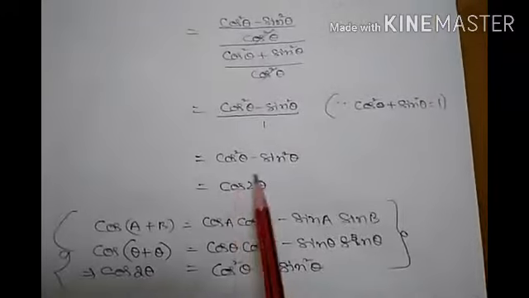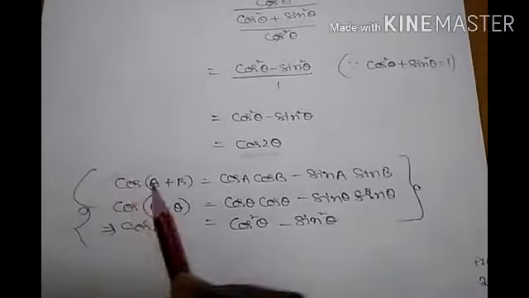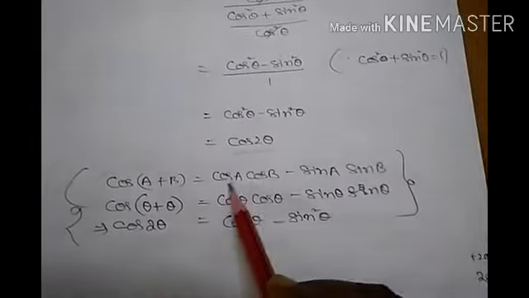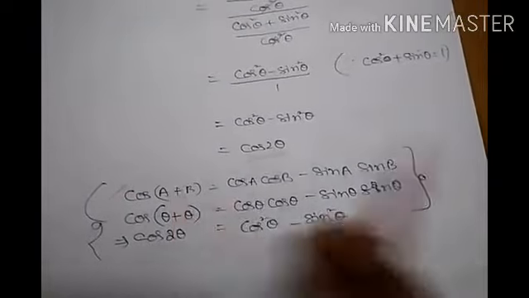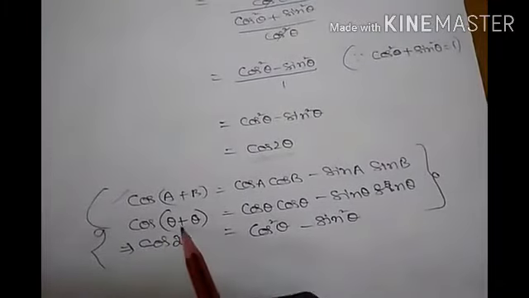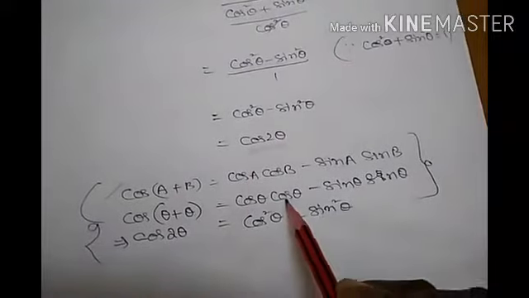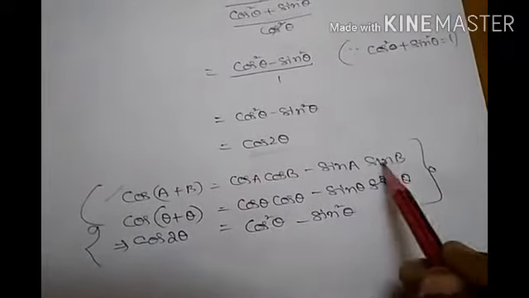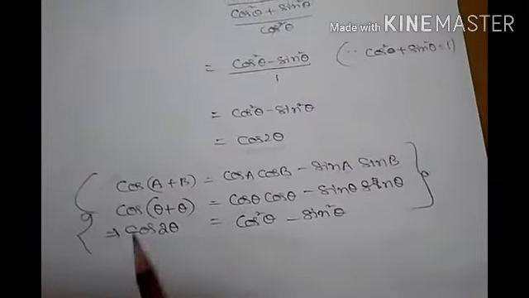What is the derivation for this one? In your previous classes, you learned cos of a plus b equals cos a cos b minus sin a sin b. If you replace a with theta and b with theta, then you get cos of theta plus theta equals cos theta into cos theta minus sin theta into sin theta. Replace all a and b with theta.